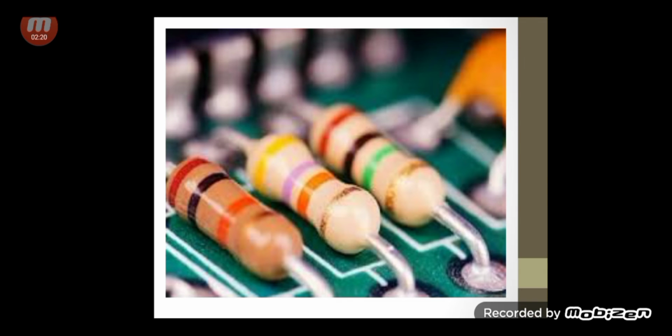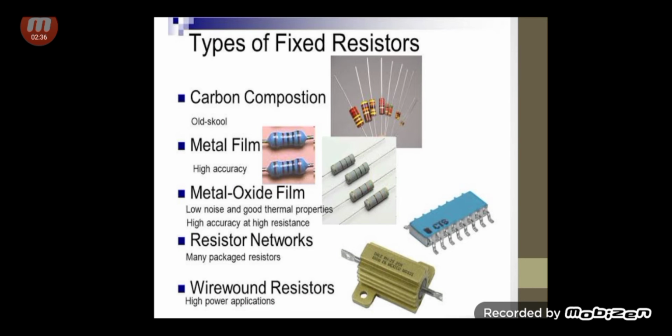Look at the fixed resistor in front of you. It has different color bands on it, and those color bands tell you the amount of resistance that they are providing, but you cannot change the amount of resistance provided by the fixed resistor. Here are some different types of fixed resistor, like carbon composition, metal film, metal oxide film, resistor networks, and wire wound resistors. These all are fixed resistors, meaning they provide a fixed value of resistance.